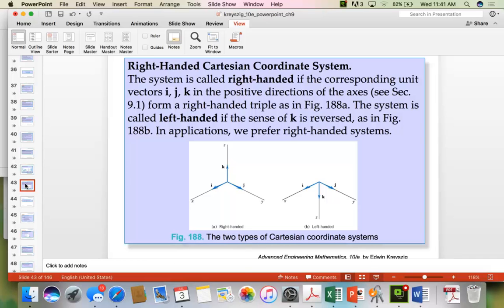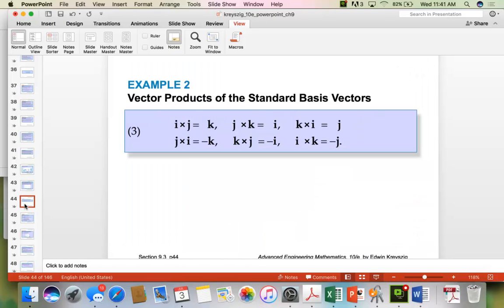So the system is called right-handed if the unit vectors i hat, j hat, and k hat are in the positive directions of the x, y, and z axes. This figure on the left illustrates a right-handed coordinate system. It is possible to have a left-handed coordinate system that reverses and inverts everything. In my over 30 years of experience in teaching and practicing in science and engineering, I have never encountered a left-handed coordinate system, so we will just ignore this half of the figure.